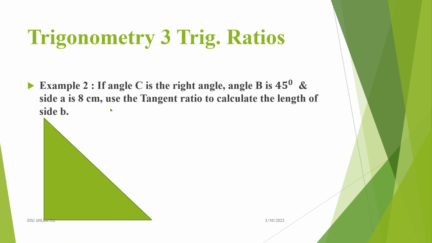Example 2. If angle C is the right angle, which would be 90 degrees, angle B is 45 degrees, and side A is 8 centimeters, use the tangent ratio to calculate the length of side B.